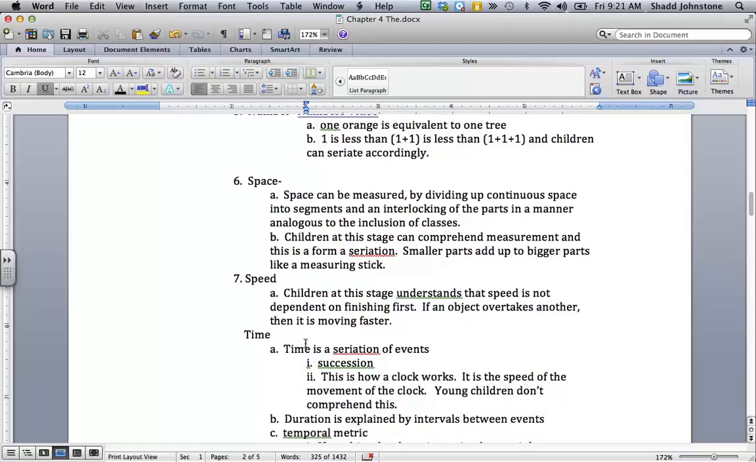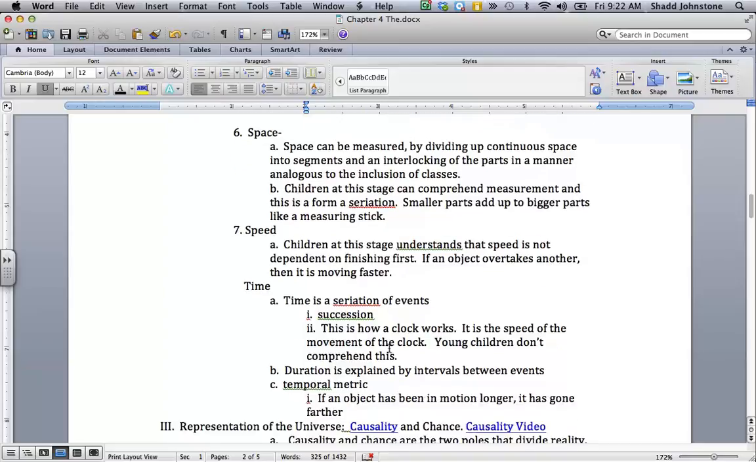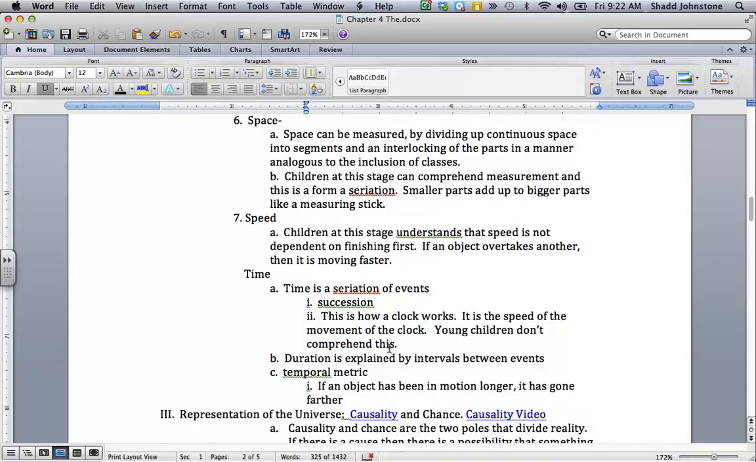There's also time, and I noticed that on the internet there's a lot of clocks called Piaget clocks, and this is when children at the age of 8 start to understand the speed of the clock and how it works, and things like temporal metric, where something is in motion longer, it has gone farther.